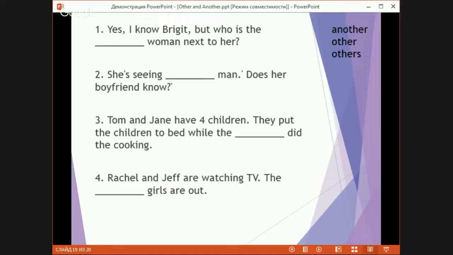All right, what do we have here. Yes, I know Bridget, but who is the other woman next to her? Because we have the, and we say other woman, a specific one. She is seeing another man, one more man, we don't know which one. Does her boyfriend know? Tom and Jane have 4 children. They put the children to bed while the others did the cooking. Like the other guests, for example. Rachel and Jeff are watching TV. The other girls are out. This is also a determiner. And the last one.